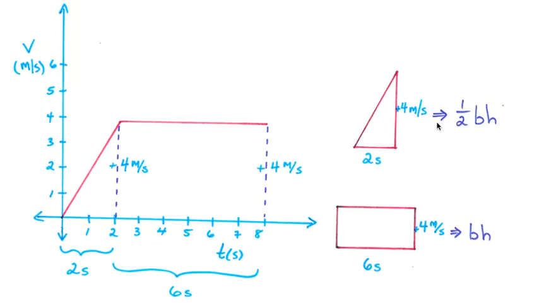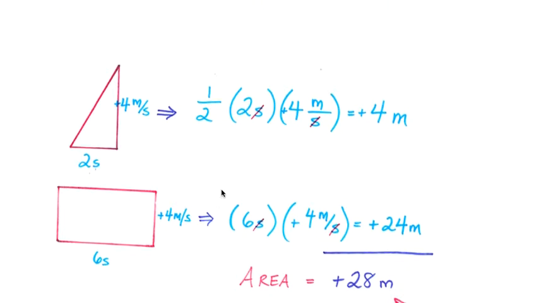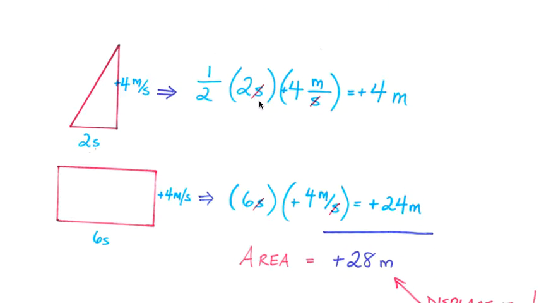To calculate the area of a triangle, it's 1/2 base times height. And to calculate the area of a rectangle or a square, it's base times height. So if you can see here that all I've done is break down the area that's entrapped by this graph into two shapes that I can more easily calculate the area of, I can just do that. 1/2 the base, which is 2 seconds, times the height, positive 4 meters per second.